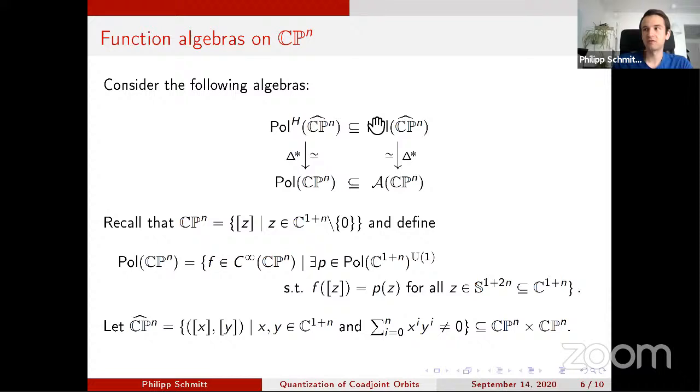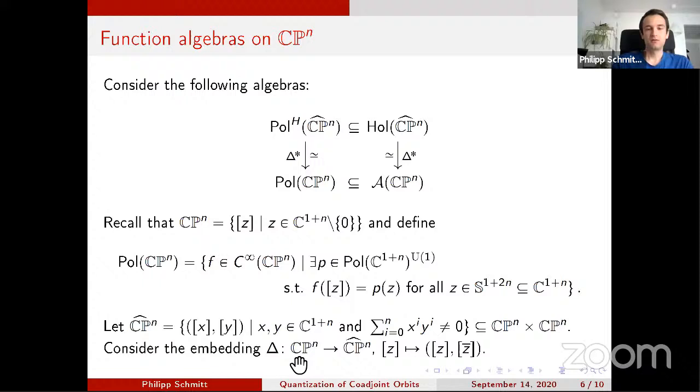And the regular CPN just embeds into this extended CPN if you send the equivalence class of a point z to the equivalence class of z and its complex conjugate. And now it's easy to check that if you evaluate this condition, z times z bar will always give you something non-zero, because z is non-zero if it defines an element of complex projective space.